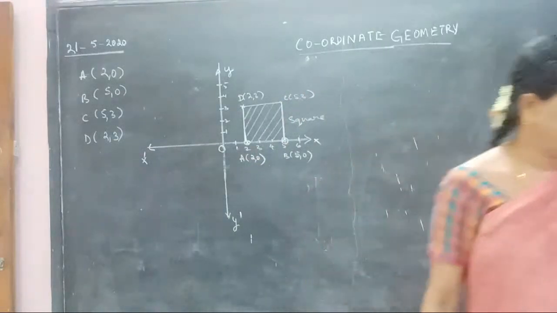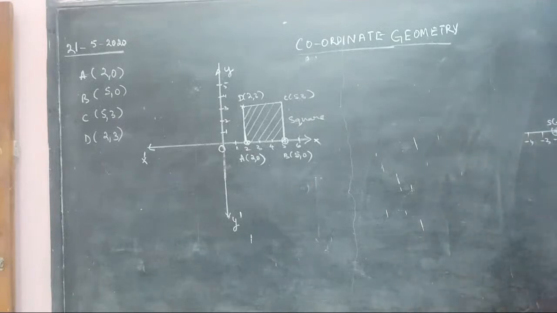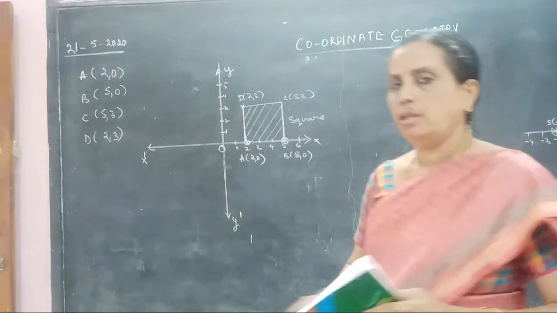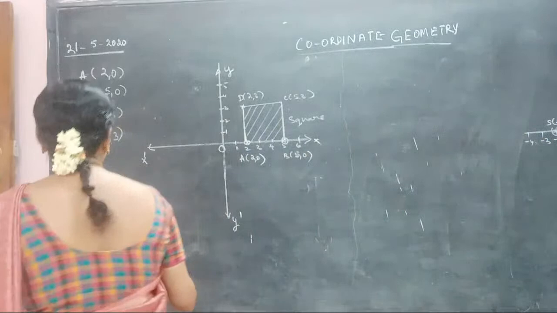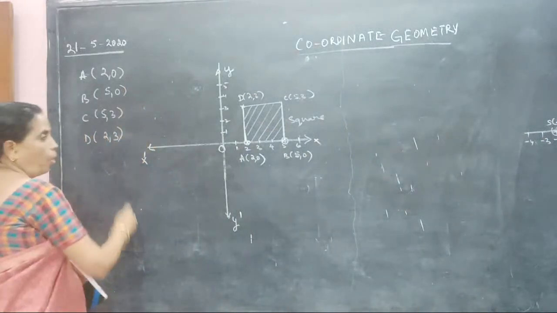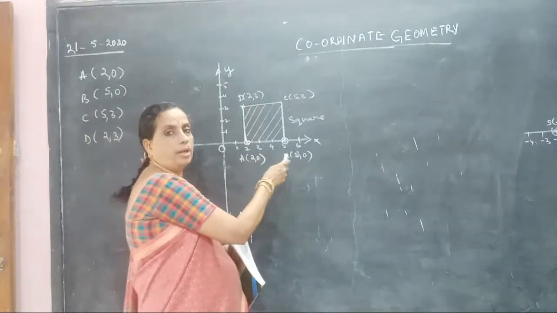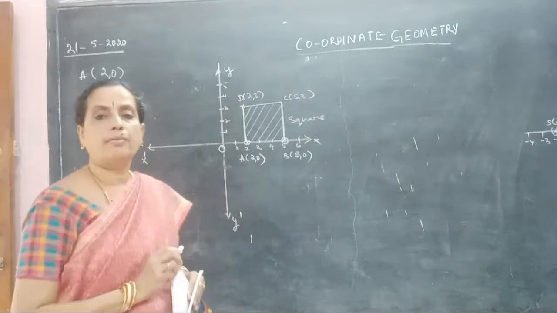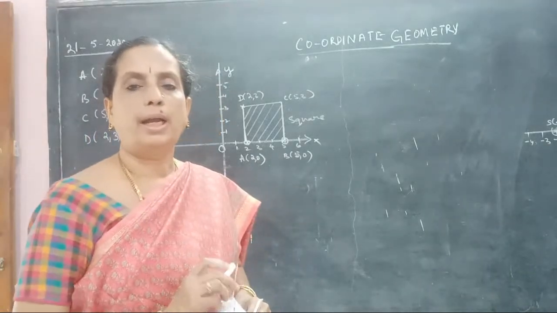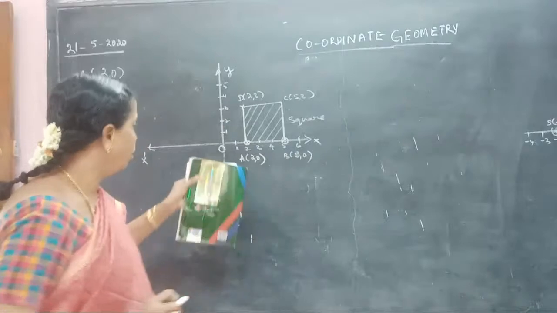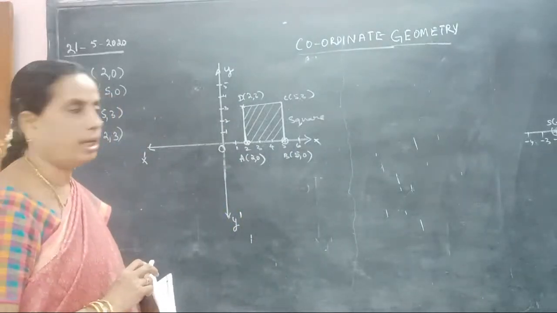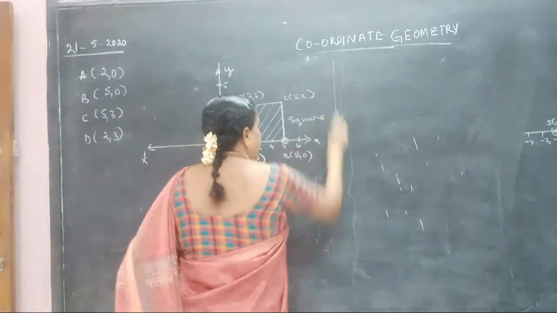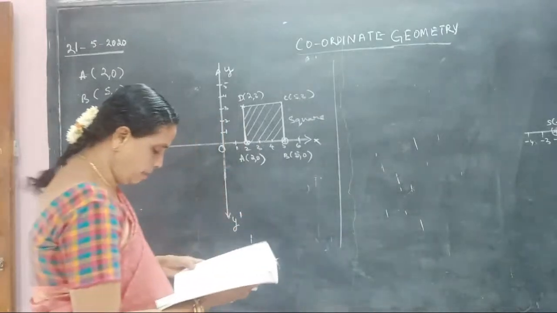Next question. This question consists of the point: plot the following points, join them in order, name the figures so formed, and shade the region. All those concepts we did. Okay, coming to the next question.